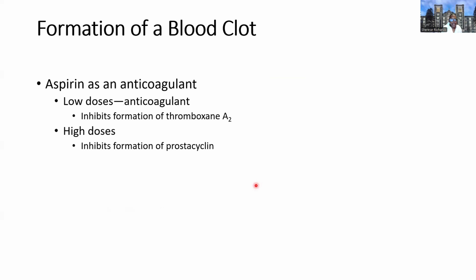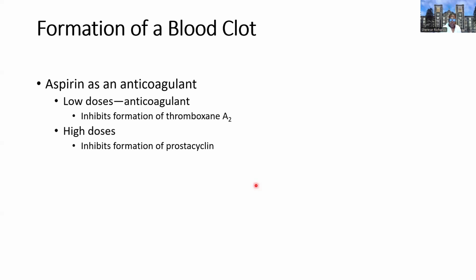Now, in terms of aspirin, aspirin can also be an anticoagulant, but only at low doses. It can inhibit thromboxane A2. Remember, thromboxane A2 is made by platelets. It's one of those things, along with ADP, that is secreted by platelets when they first begin to aggregate, that can recruit more platelets to the site of injury. So if we have inhibition of thromboxane, that can stop platelet aggregation at the site of injury, which can be an anticoagulant.